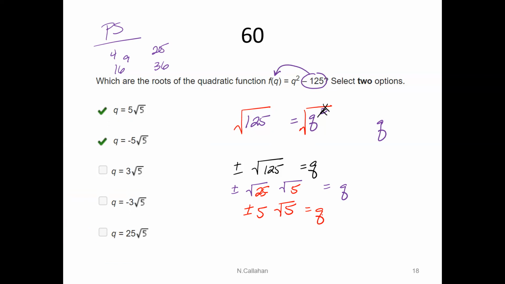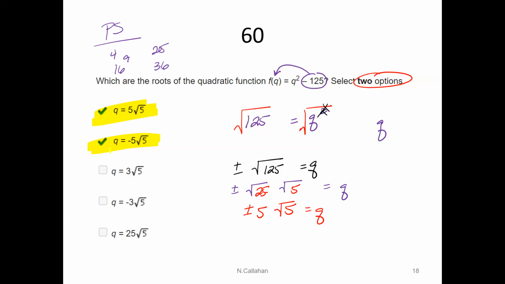That 5 stays in the square root. So this one, you want to select 2 options. Which 2 options match this? You guys know it breaks into positive 5 and a negative 5. So A and B.